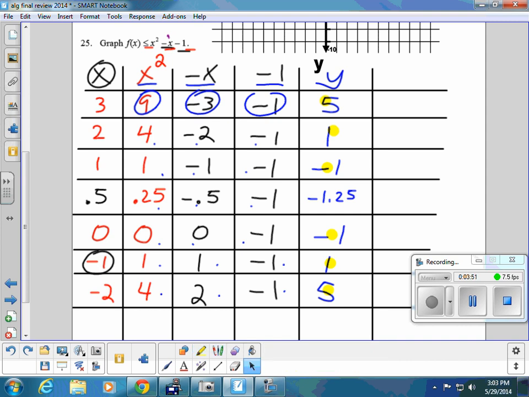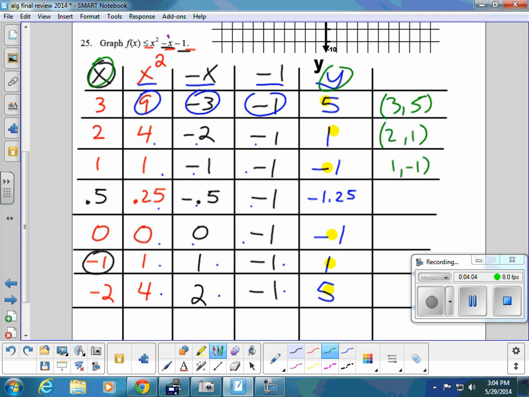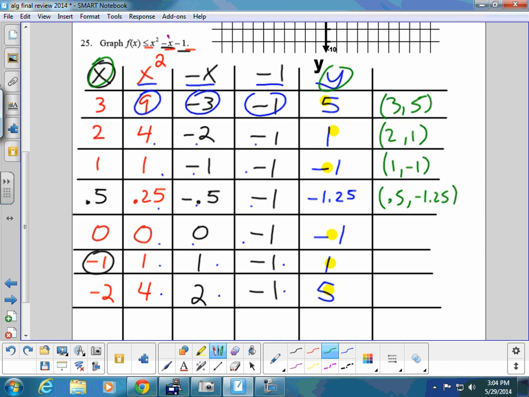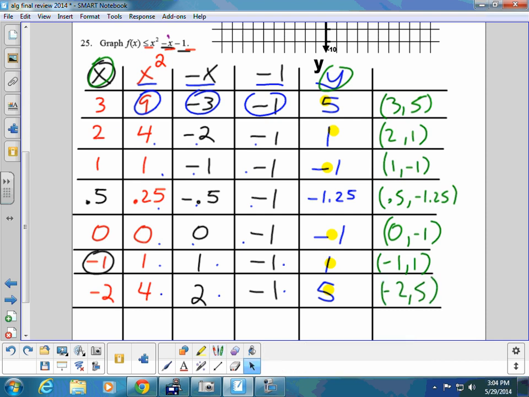Okay, so you're going to graph the x and the y column. So 3, 5 is what you're going to graph. 2, 1, 1, -1, 0.5, and -1.25, which we'll show you how to do in a second. 0 and -1, -1 and 1, and -2 and 5. We're going to graph all these points on your graph paper.